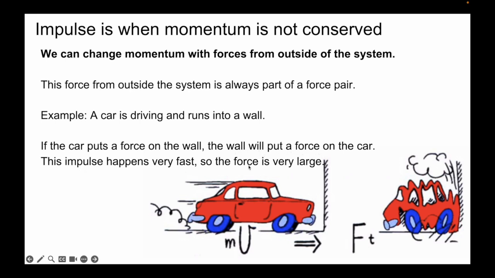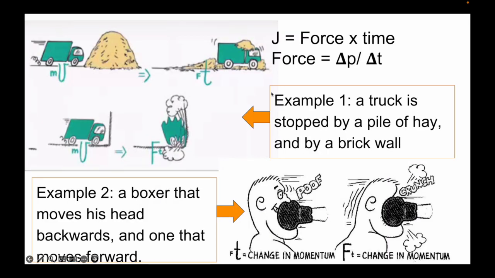This impulse happens very fast, so the force is very large. Here you can see velocity is large, and now we have a large force because it's a small time. We can also say that our J is equal to force times time, and the force is that delta P on delta T. An example could be that a truck is stopped by a pile of hay. Here you can see velocity is big. In this case, the time is very large, so the force is small. In the other case, when the velocity is very big and time is small, we end up with the force on the truck being very large.